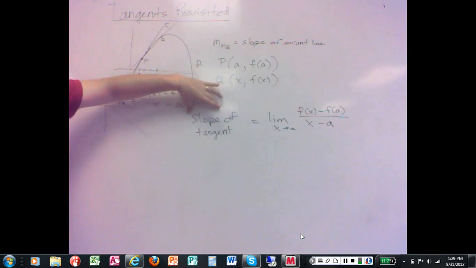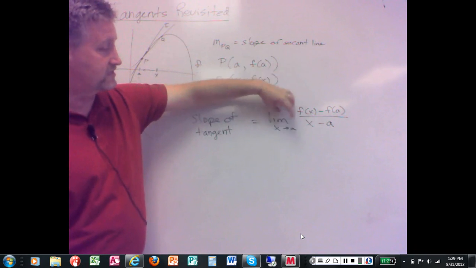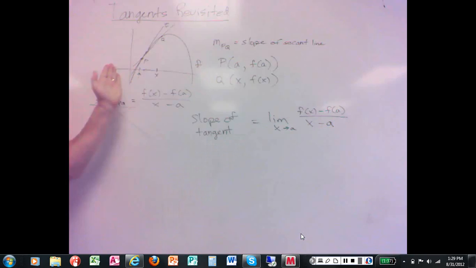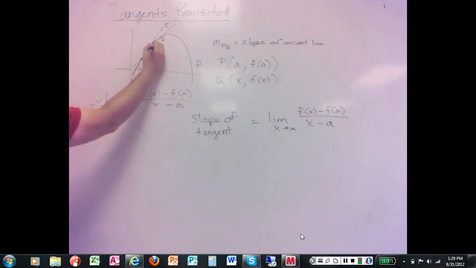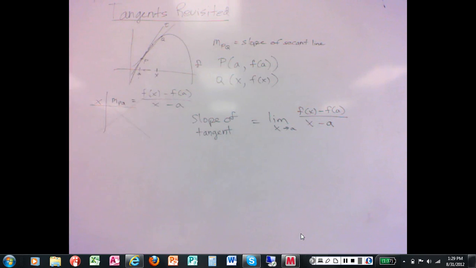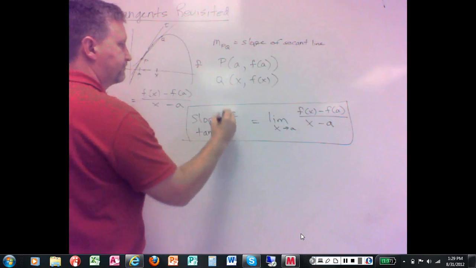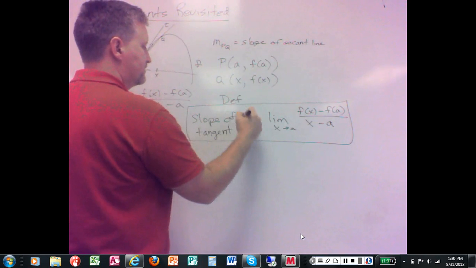The slope of the tangent line equals the limit as x approaches a of the slopes of the secant lines, because as you get Q closer and closer in, your slope gets closer and closer to the tangent slope. This is what they call definition 1 of slopes of tangent lines.